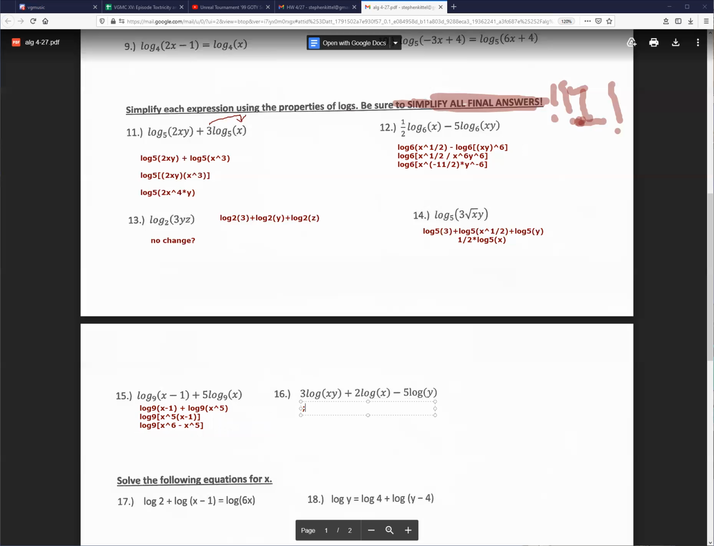All right, log of (xy) the whole thing to the third, plus log of x squared, minus log of y to the 5th. All right, so it is log of x to the third times y to the third, and then we've got the plus log of x squared, so it is times x squared, and then minus log y to the 5th is like saying inside divide by y to the 5th. And now we need to simplify. We've got x to the third, x to the second, so that's x to the 5th. And then we got y cubed over y to the 5th, so it's like divided by y squared or times y to the negative second if you prefer.